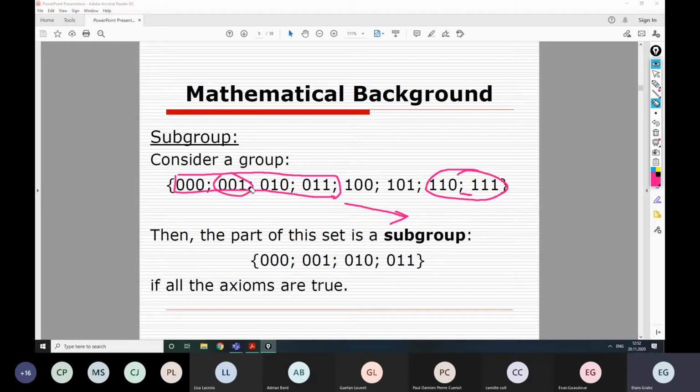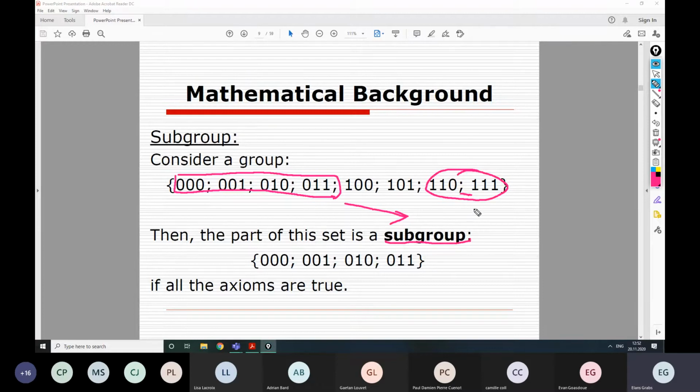This, however, is a subgroup. You can check that, because if we add these two, we would get this one. If we add these two, we would get this one. If we add these two, we would get this one. So there is nothing obtained outside of this subgroup, yes. And it also includes the 0 element, so this is a legit subgroup.